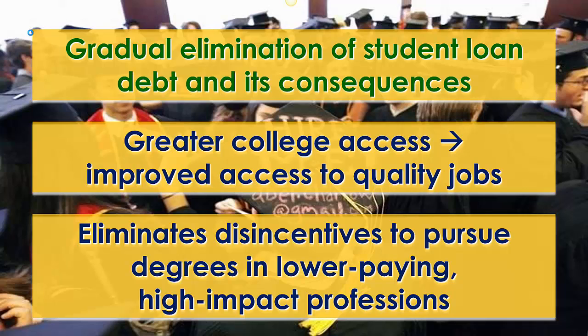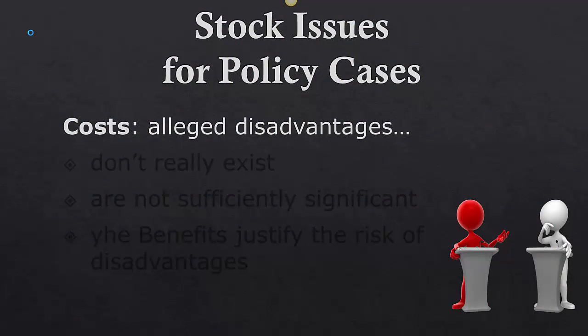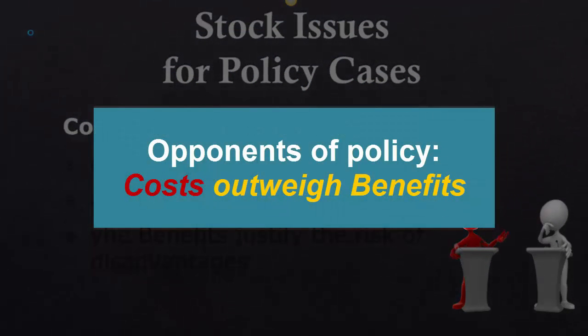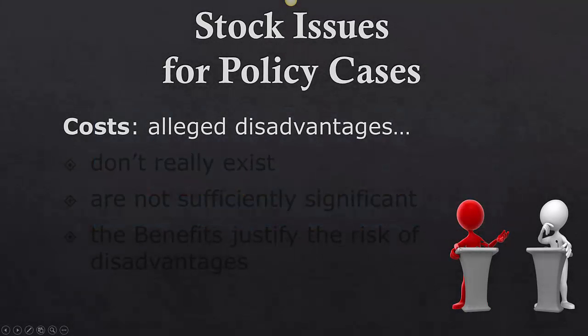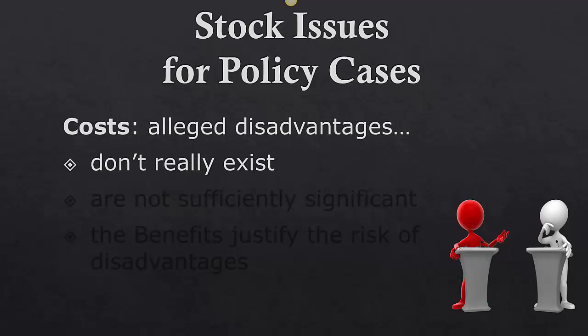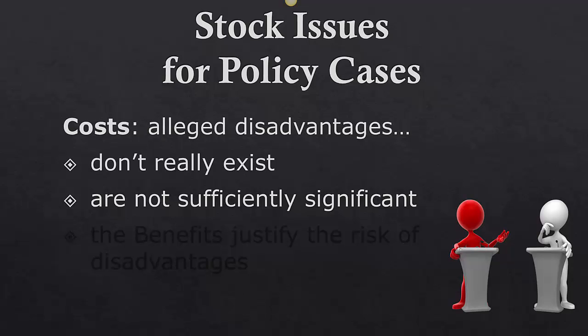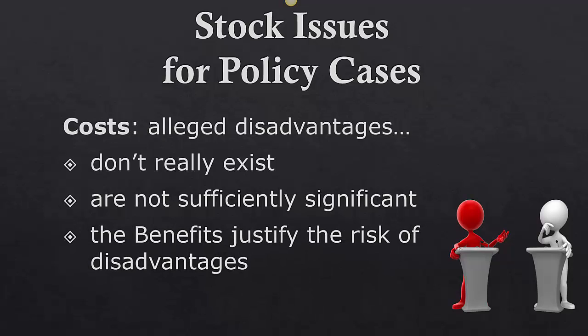We have to then counterbalance that against the stock issue of costs, because we know that defenders of the status quo, opponents of our policy, are going to want to point out that there's going to be significant risks of disadvantages that are going to make this policy not worth it. So the policy advocate is going to have to establish that the alleged disadvantages either don't really exist in the first place, or they're not sufficiently significant. Maybe the problem exists, but it's really not a big enough deal to worry about, and/or the benefits justify the risk of the disadvantages. Maybe some problems might crop up as a result, but the advantages that we get from solving the problem, as well as the added benefits that come from this policy, are just going to be more important.